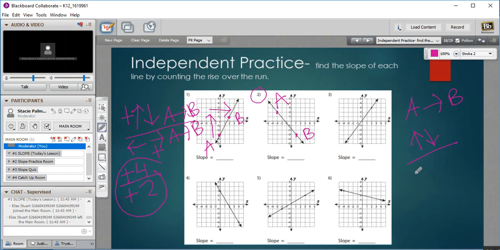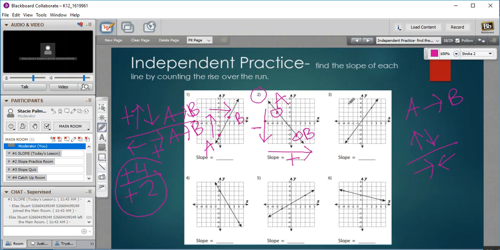Then we have to figure out how many we're moving to the left and to the right. That goes on the bottom of our fraction. So from point A to point B, can you see that we have to move down and to the right? If you're moving down, that's going to be negative. If you're moving to the right, that's going to be positive.